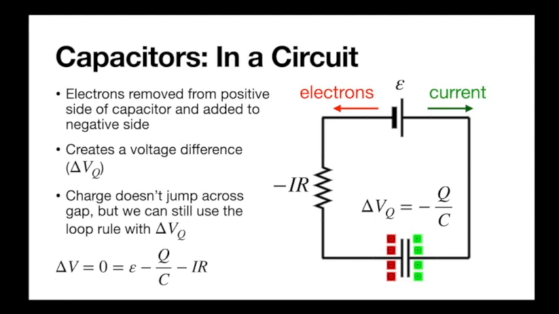But anyway, in this case, we get minus Q over C. So the more charge that's on the capacitor, the larger the voltage drop across it. And then again, we have minus IR for the resistor.